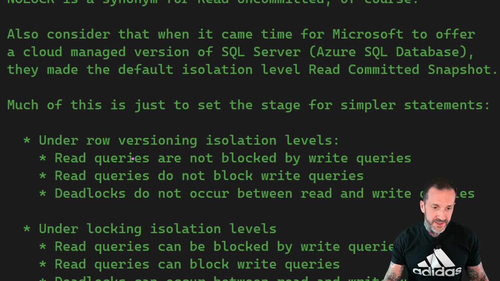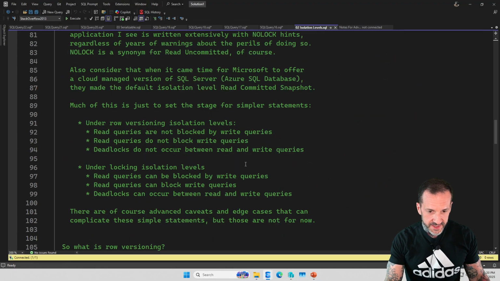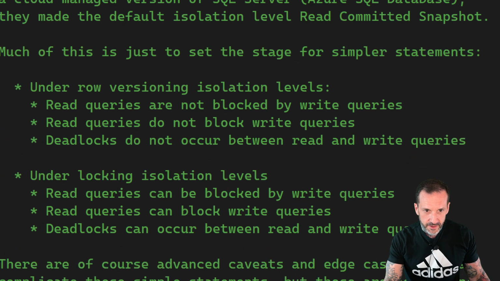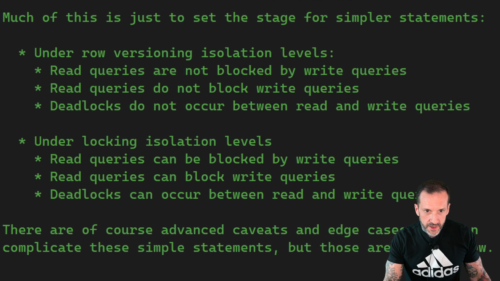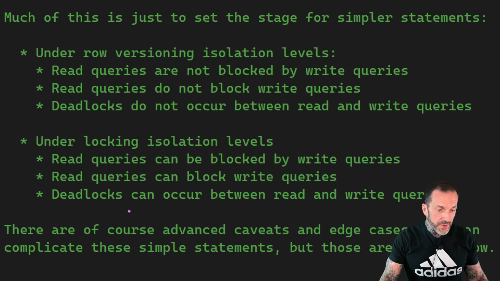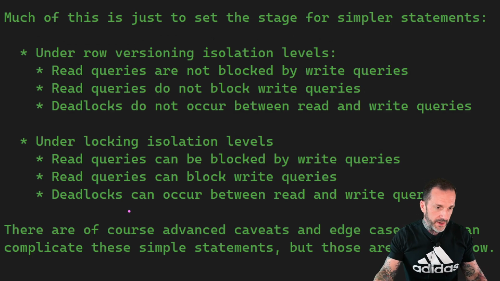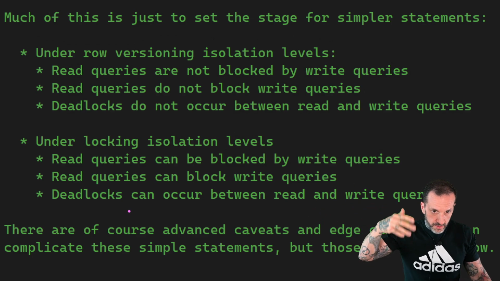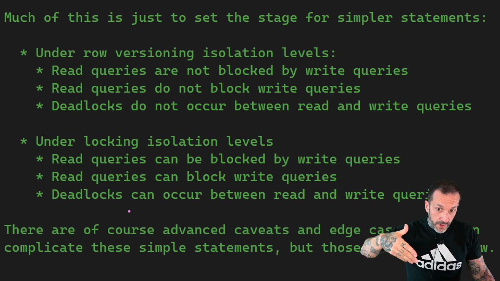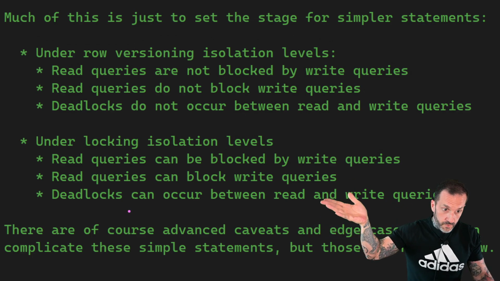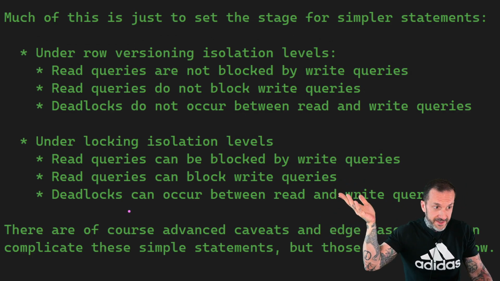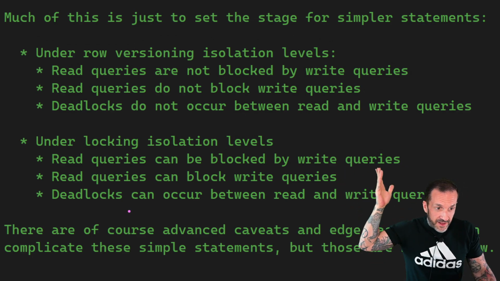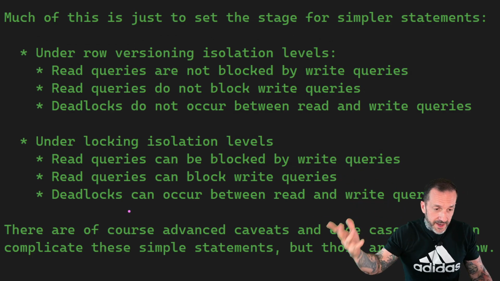So a lot of this is just to set the stage for some somewhat simpler statements. And we're actually going to close this one out here. Under row versioning isolation levels, read queries are not blocked by write queries. They go and read versions of the rows, copies of the rows. Also, read queries do not block write queries. Another good thing, right? It's like using no lock, but better because there are no dirty reads. And also, deadlocks do not occur between read queries and write queries.